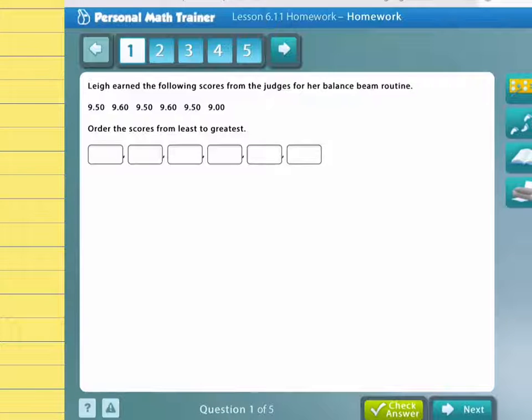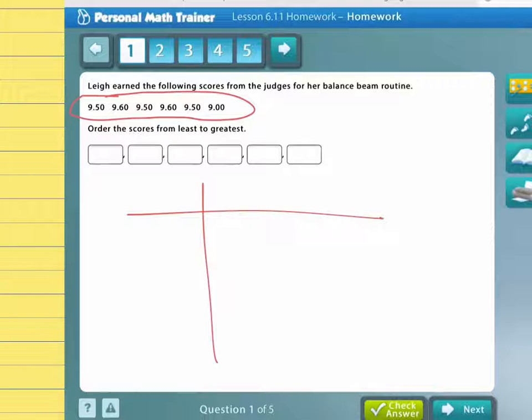Let's go ahead and unpack this first problem. Lee earned the following scores from the judges on her balance beam routine. You look at the data here, and it says order it from least to greatest. The strategy on this is line up and compare. Which one comes first? If you look at the ones place, the tenths place and the hundredths place, I'm going to put 9.00 here. So that would be first.